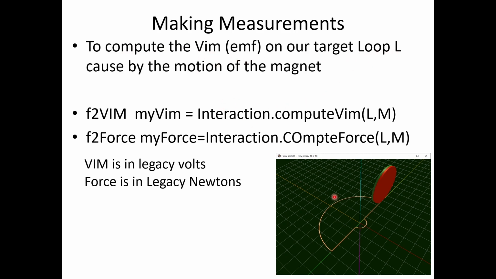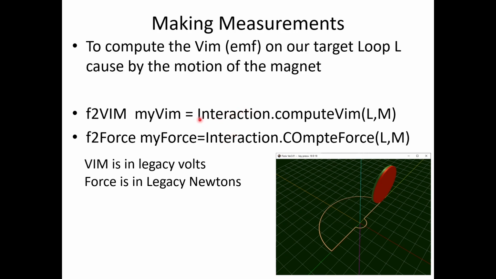loop caused by the magnet is create a container: F2 Vim for voltage measurements or EMF measurements, F2 force for force measurements. Vim is in legacy volts and force is in legacy newtons. I wrote the software that way because we still have to comply with instruments that measure in legacy components. So I made the output of this. It's easy enough to change in the future, but that's what it is right now.